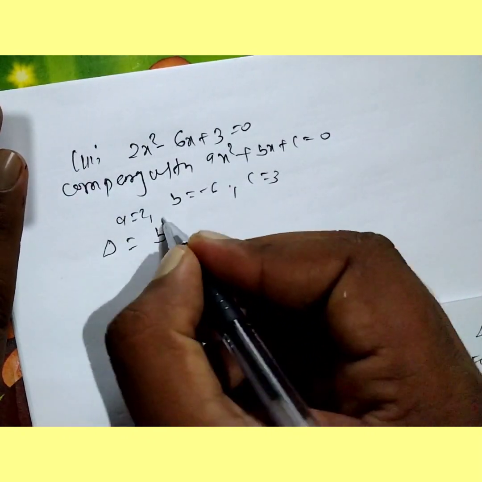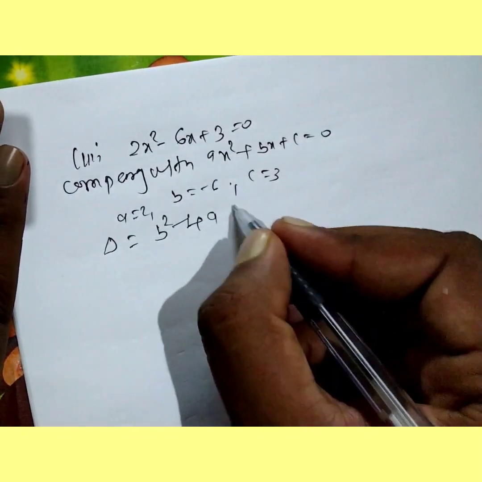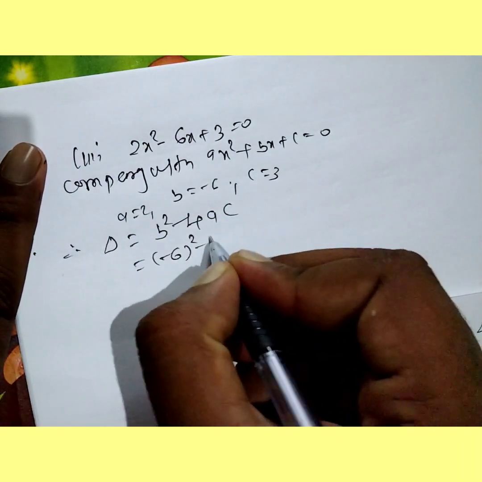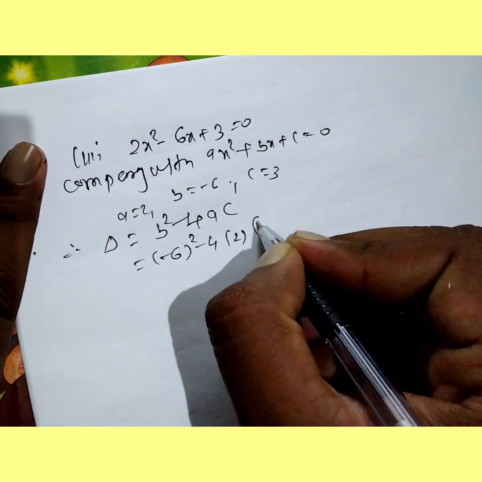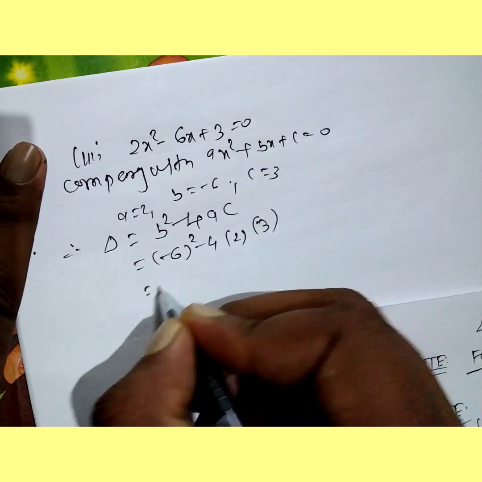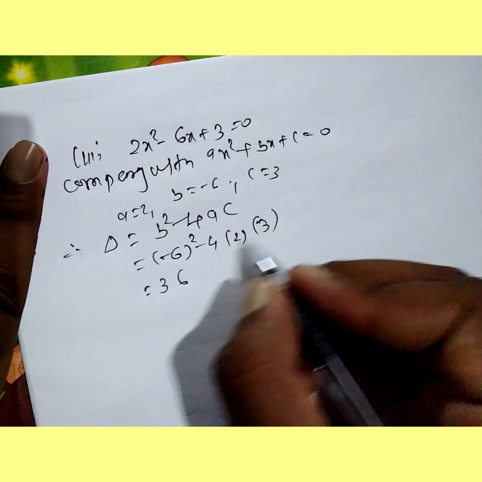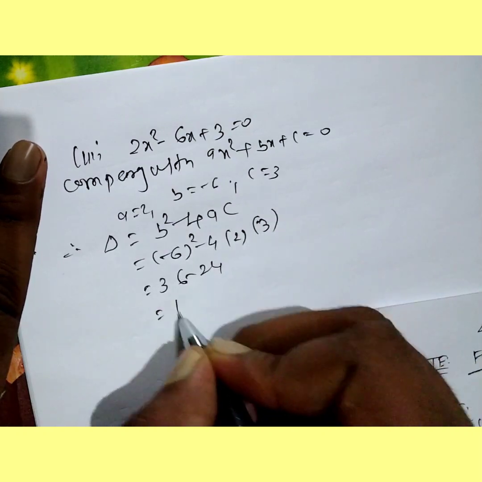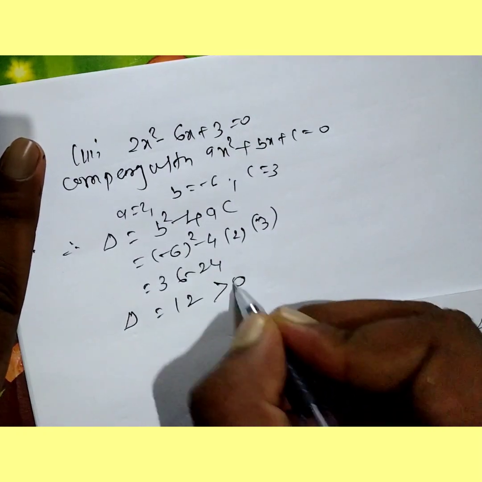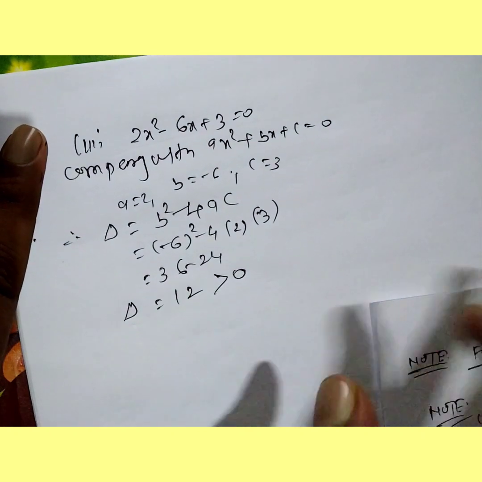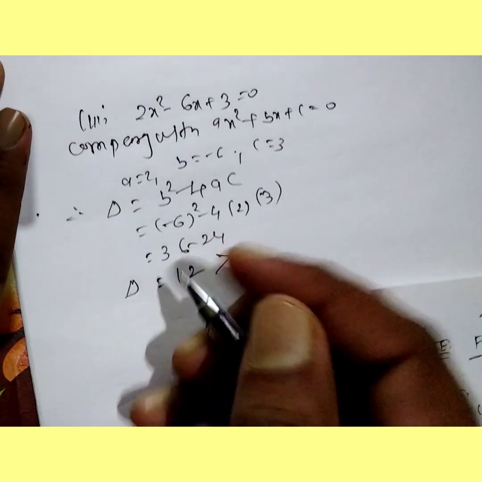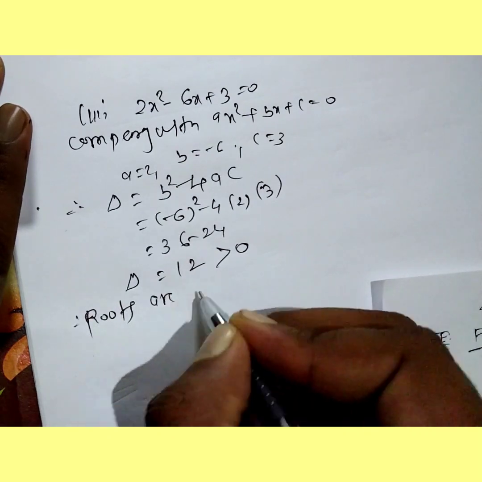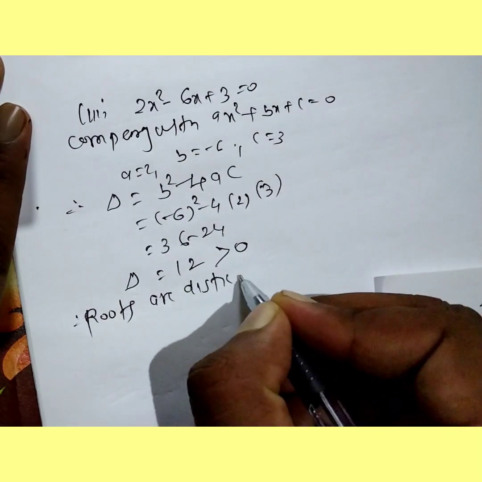So delta we will find as b square minus 4ac. Therefore this part, minus 6 square minus 4 into a is 2, c is 3. So what will you get? 36. What is this? 8 3s are 24, right? So we will get 12, I think. So this is greater than 0, correct? Okay, so therefore roots are distinct and real.